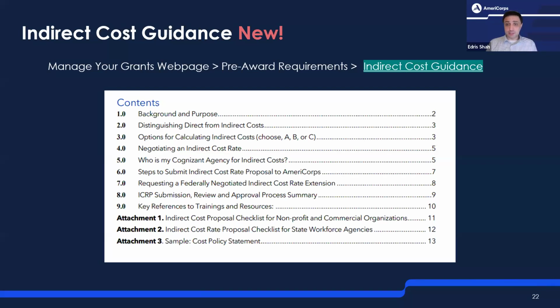And it provides key resources to trainings, for example, best practices for budget management, developing your budget, because they're all interconnected. So there are very helpful resources that are included. We want this guidance to serve more like a compendium. We're bringing all the different resources into one place so that it serves as a one-stop shop for you all to make your references easy to indirect cost guidance.